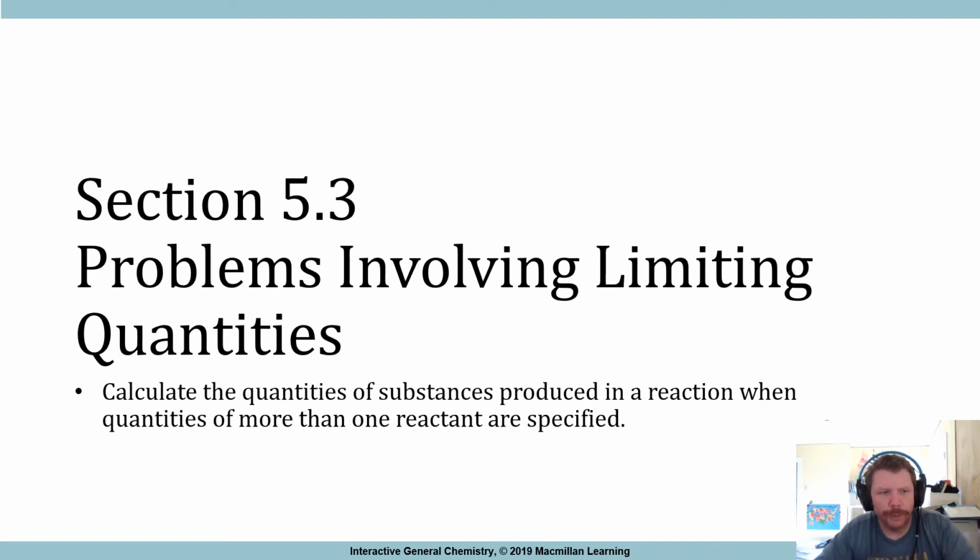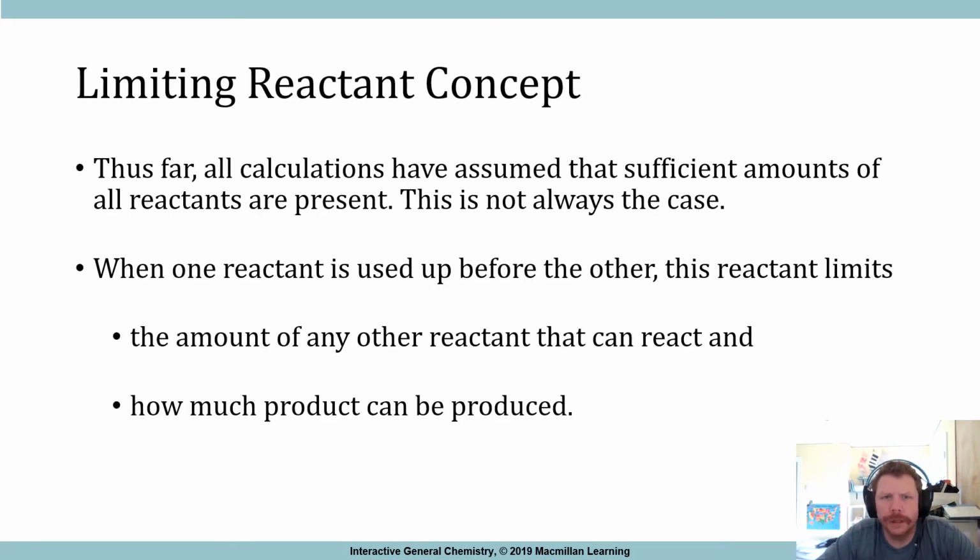All right, section 5.3, problems involving limiting quantities, also known as limiting reactant excess reagent problems. The concept behind a limiting reactant is one that we kind of have to deal with that generally gives some people some issues. All the problems that we've talked about thus far have basically provided enough of either or both reactants in order to make the optimal amount of product.